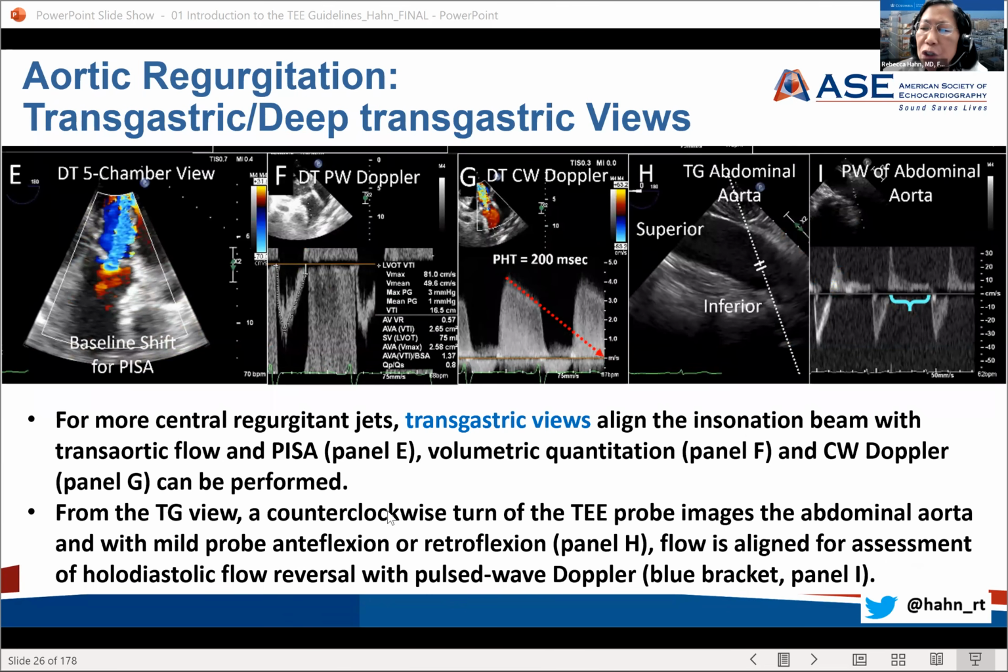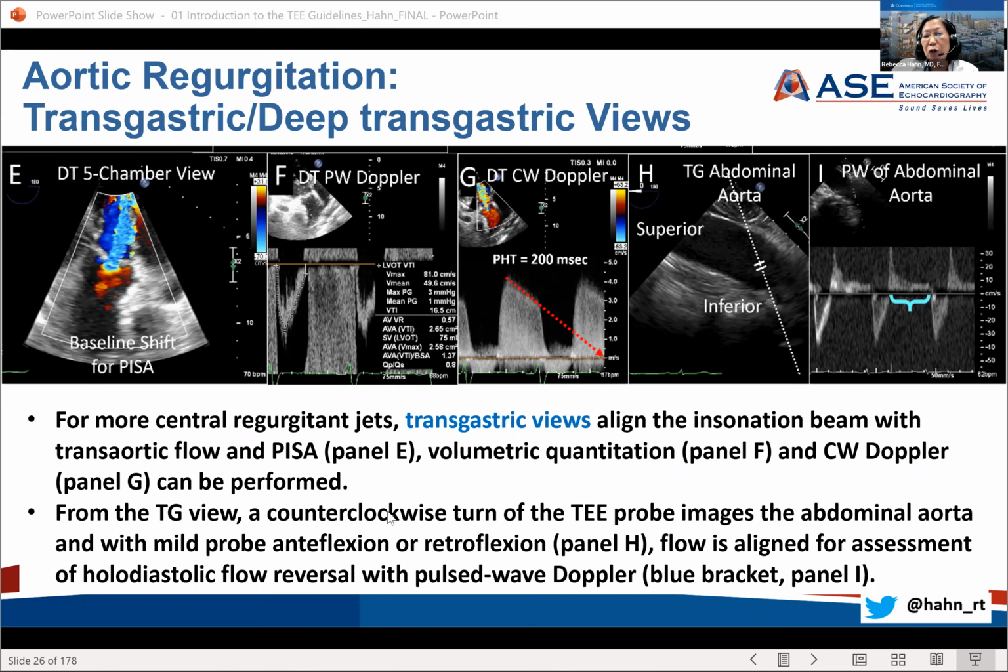There's another question. Could you comment on contrast utility? I do not use contrast. Because of the noise that's generated by the bubbles, and we've all seen that noise, I think it overestimates the velocity profile, and I think it's our job to try and get aligned with the jet and not use contrast.